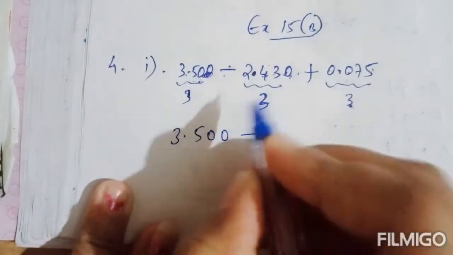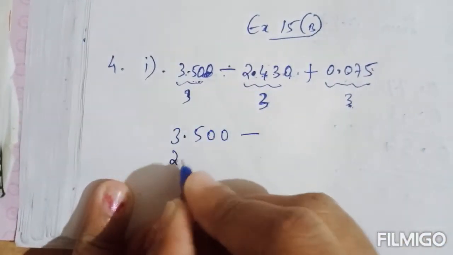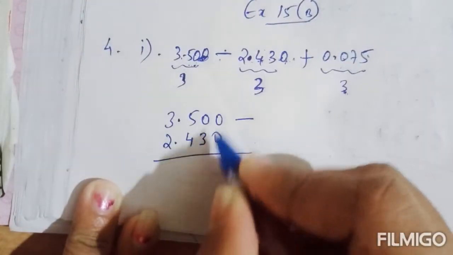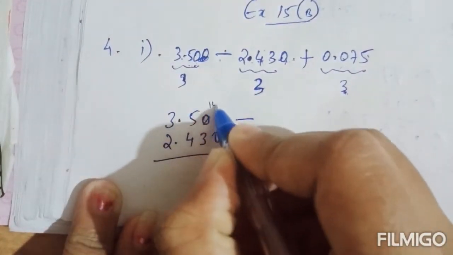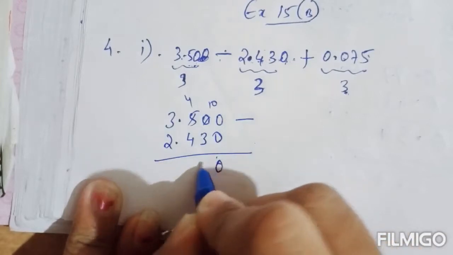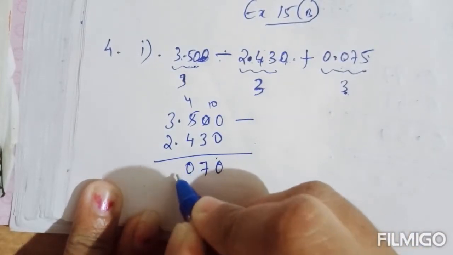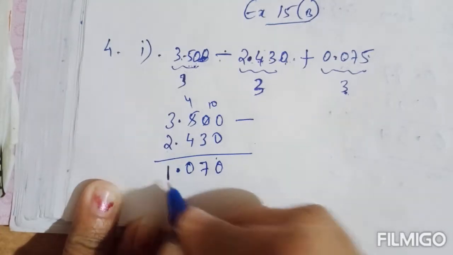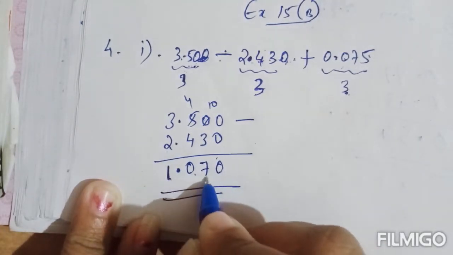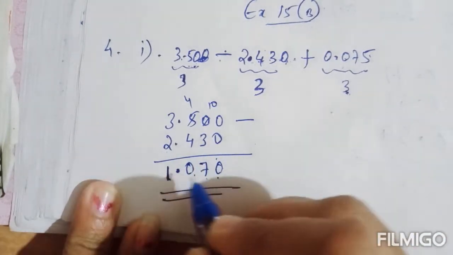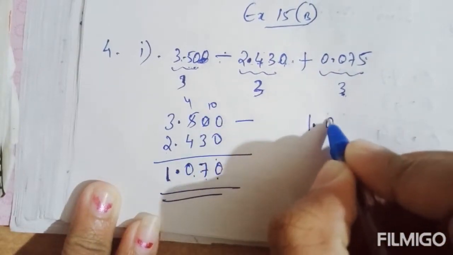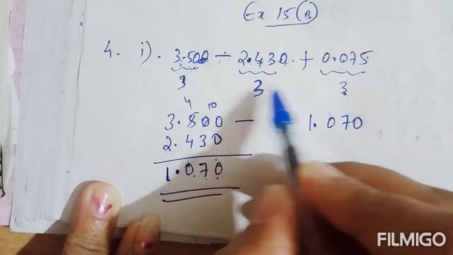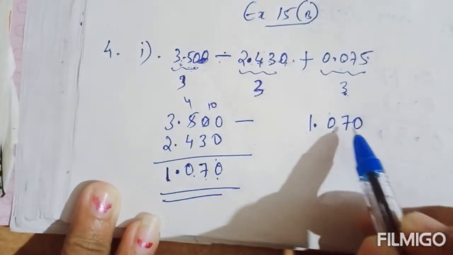3.500. From this you have to subtract 2.430. Okay, so 0 minus 0, 0; here 10, here 4, so 7, 0. The point is coming. 3 minus 2, 1. So 1.070. On subtracting we got the answer 1.070.